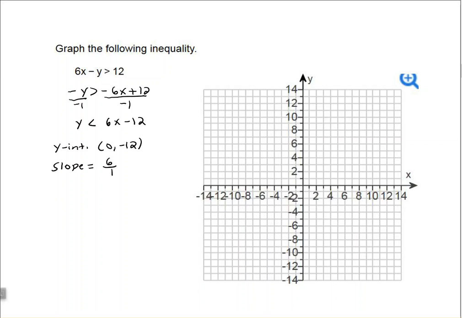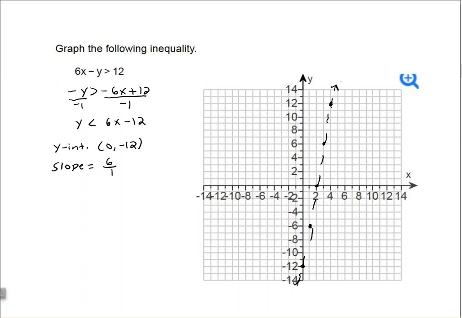So plot my y-intercept first, and then use my slope. Rise 6, run to the right one place. And I'll get a few points here. All right, now, since we did not have the or equal to bar underneath our inequality, we need a dashed line. So the line will not be solid.